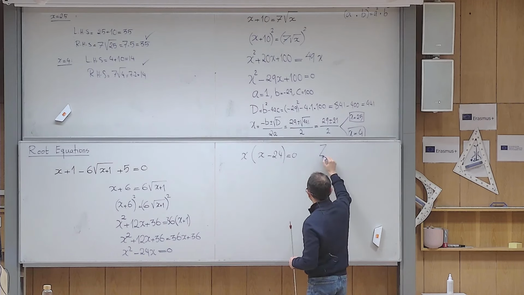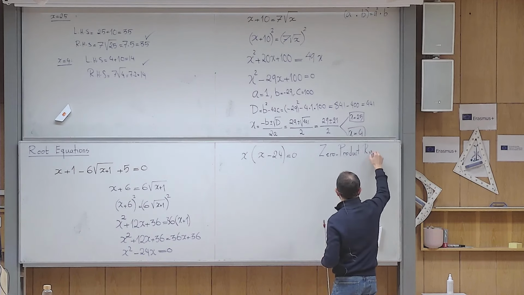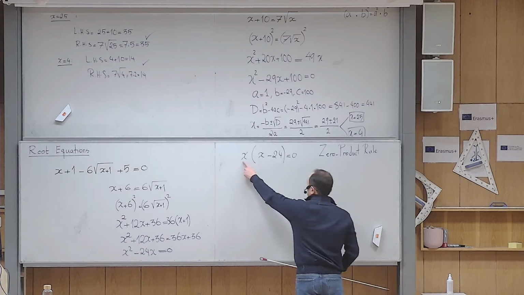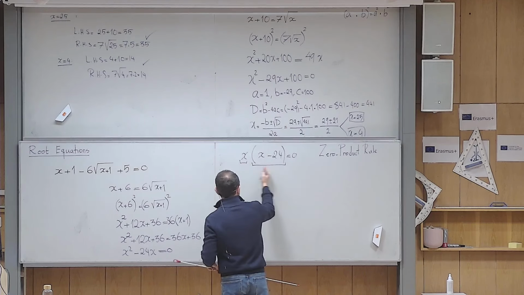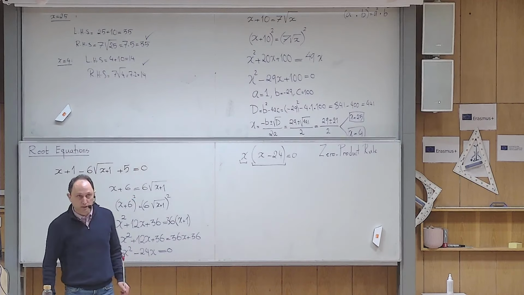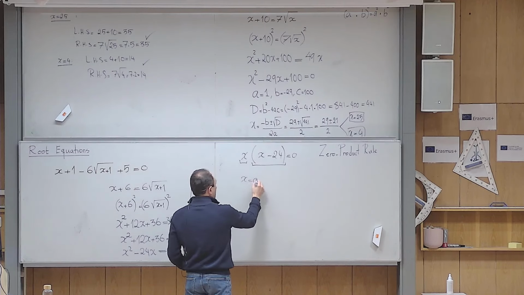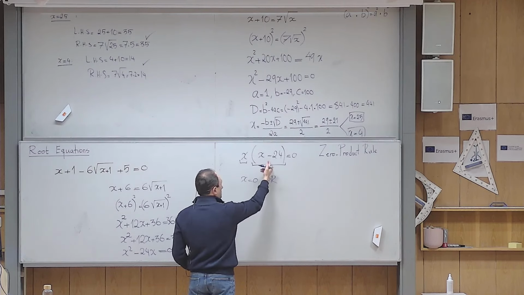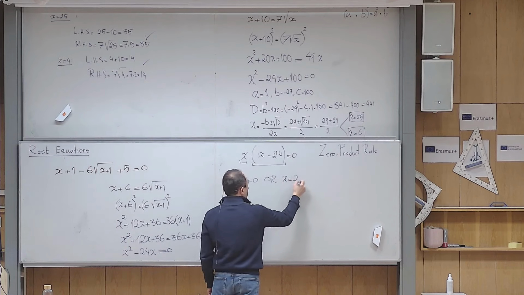That is called what? The zero product rule. If the product of two numbers, this is one number, this is another number, is 0, this cannot happen unless at least one of them is 0. So this means that either x is 0 or this one is 0. But this one being 0 means x is what? 24.